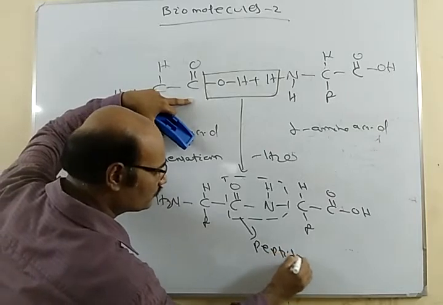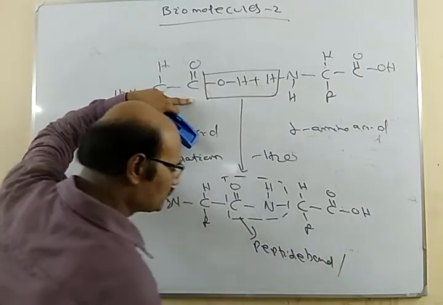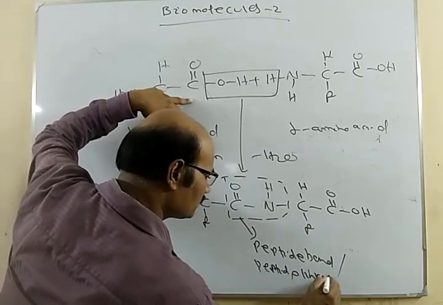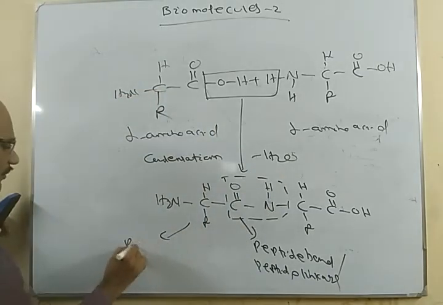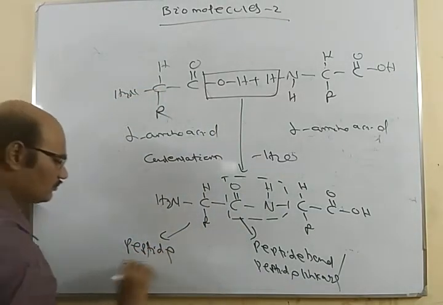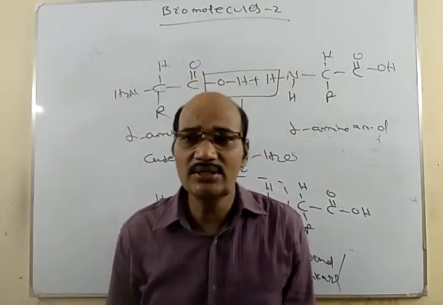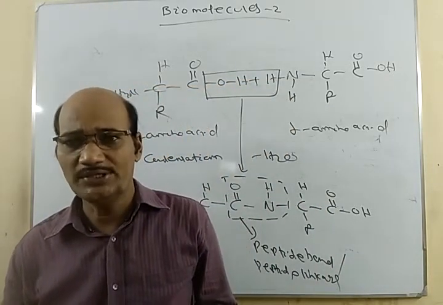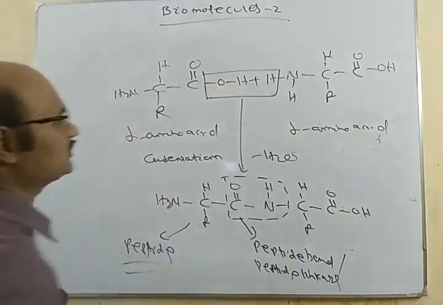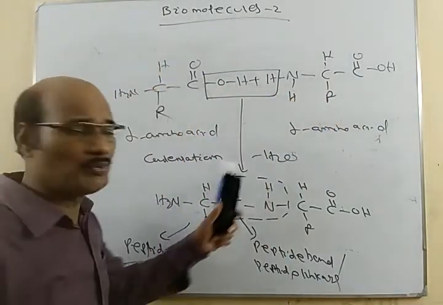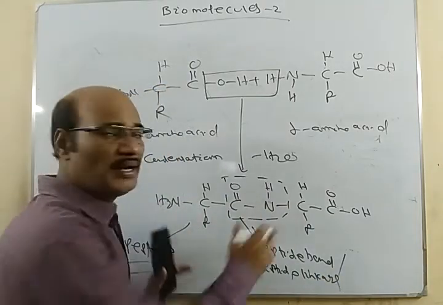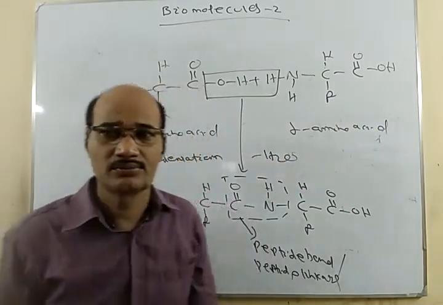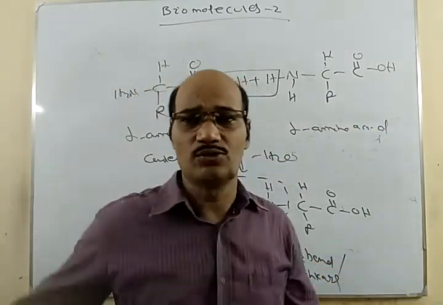This is called what? Peptide bond, or you can say peptide linkage. And this molecule is called a peptide. So peptides are the condensation products of alpha amino acids. Whenever two alpha amino acids are condensed together, removing one water molecule, we are getting a peptide called the dipeptide. If three are there, it is called tripeptide. Four are there, called tetrapeptide, and so on.